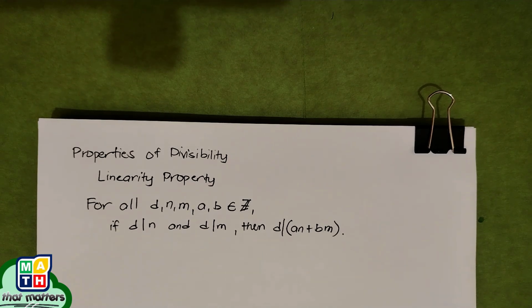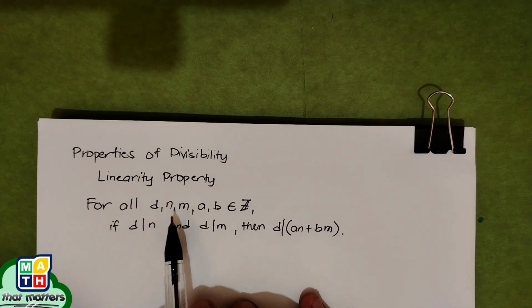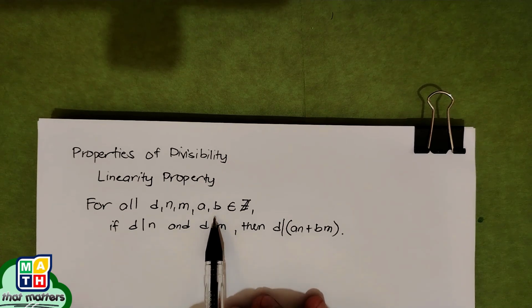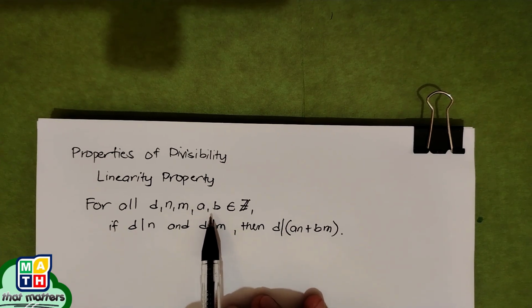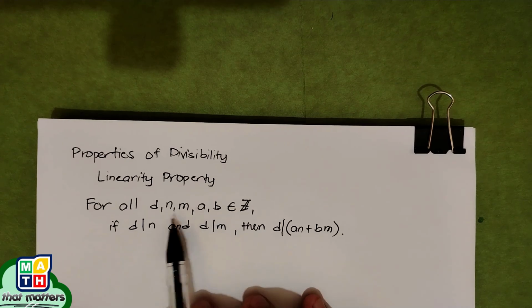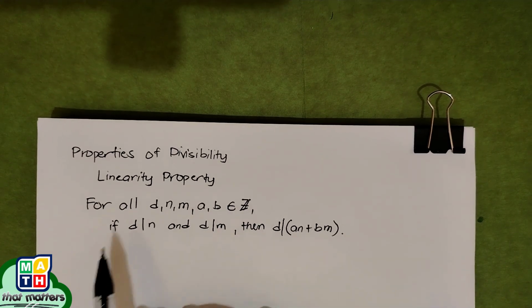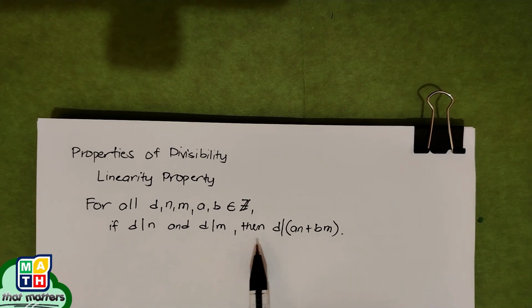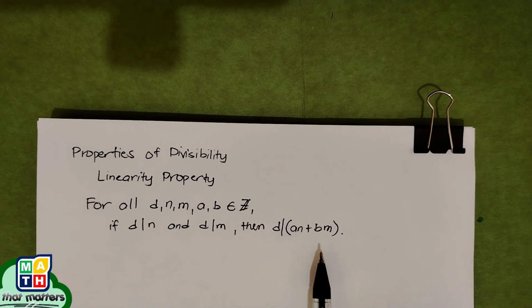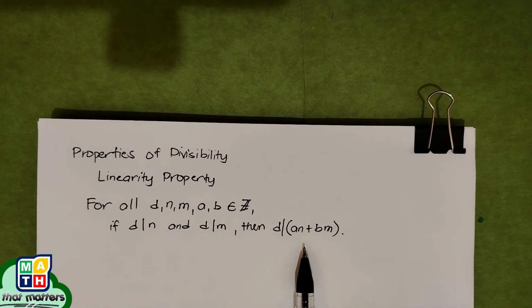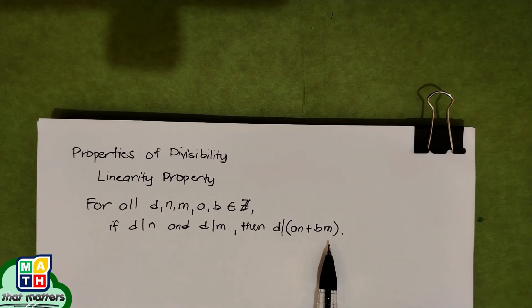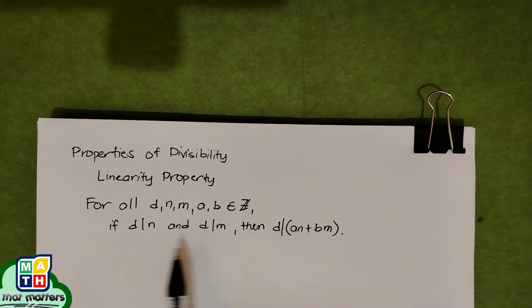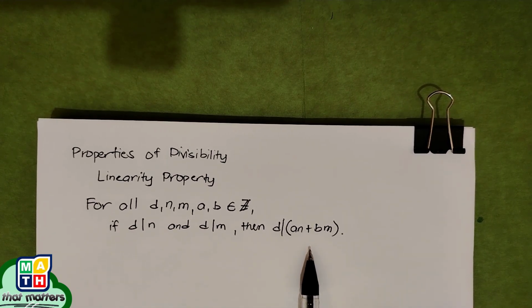Let's focus on the linearity property as one of the properties of divisibility. It tells us that for all D, N, M, A, and B, or other references will use other letters or variables, as long as they are integers, if D divides N and the same D divides M, then D divides a certain expression AN plus BM. So we're going to show that from these two conditions, this is true.